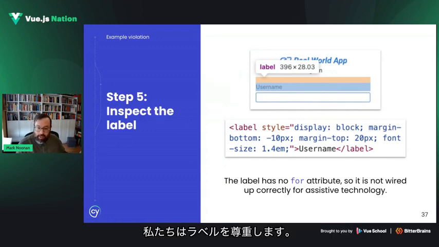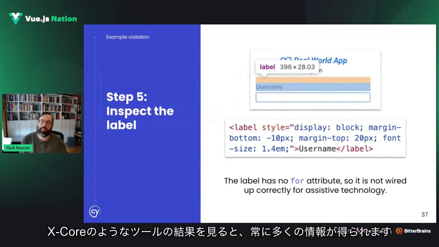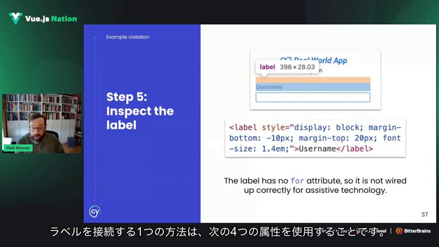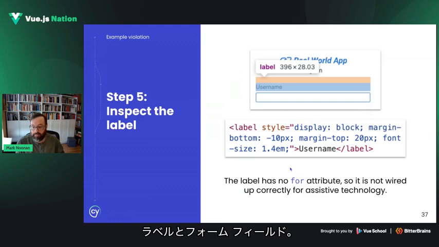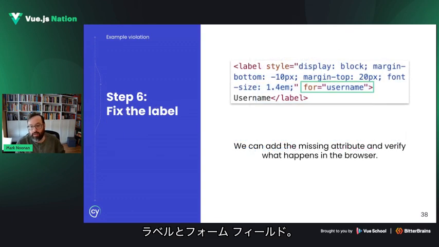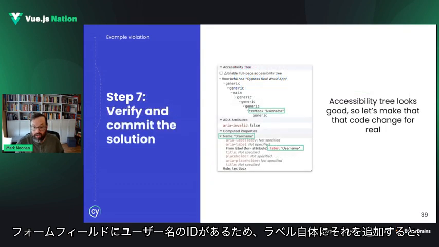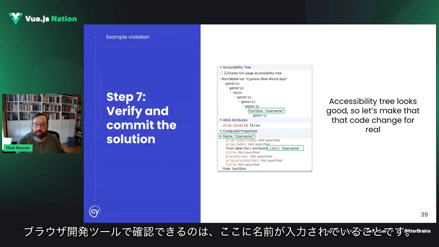When we inspect the label, as you look at a result from something like Axe Core, there's always a lot more information in the related links to Deque University. They're the makers of Axe Core. And that would tell you that one way to wire up a label is to use the for attribute between the label and the form field. So if we added that in just to the label itself, because the form field has the ID of username, what we should see in the browser DevTools is that we see the name populated in here.